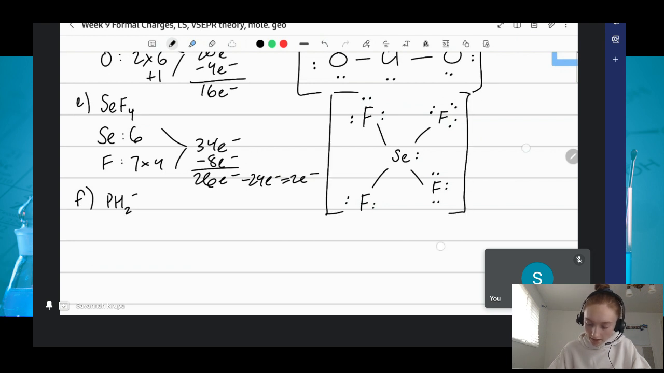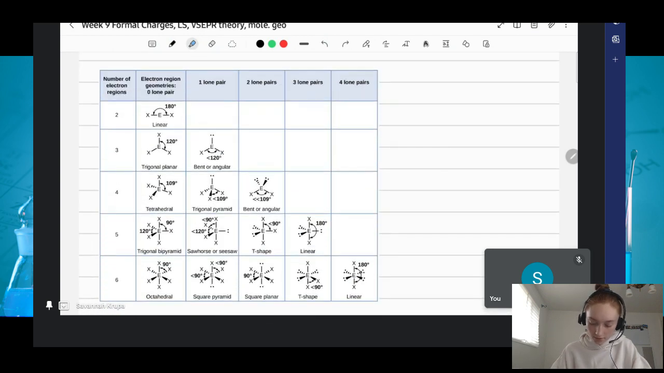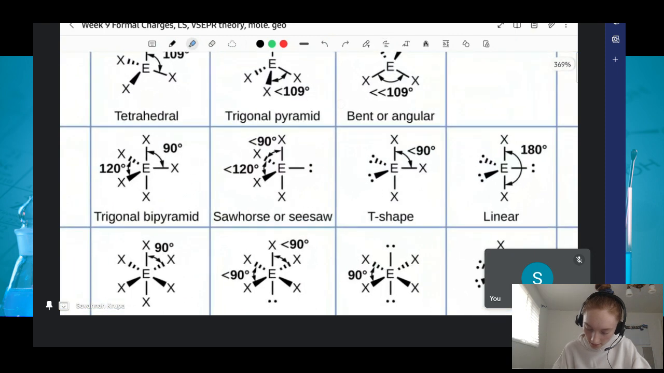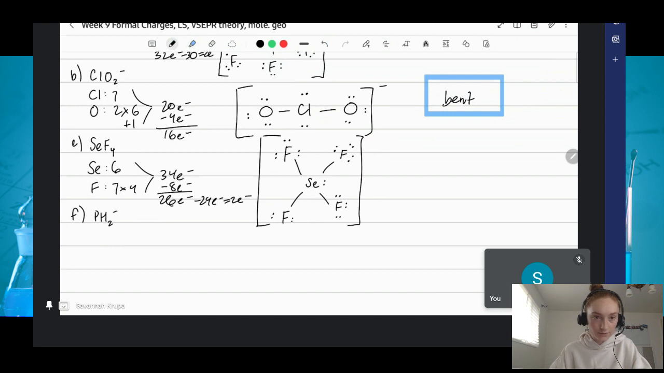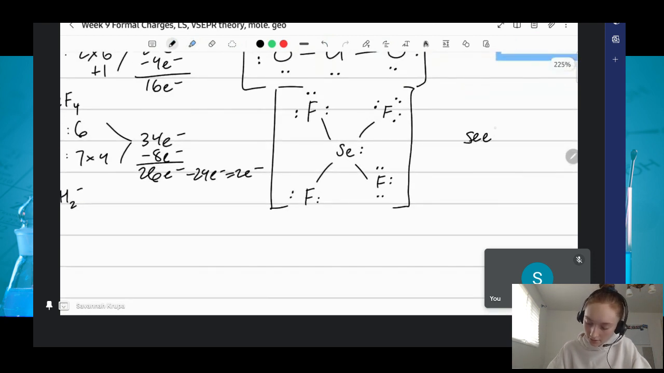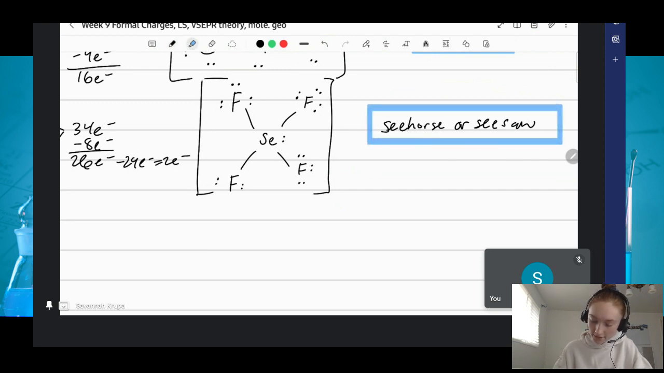Okay, and so let's look at our chart here. We have 4 bonds and we only have 1 lone pair. And so let's look at what that'll look like. So it looks like this one, the seahorse or seesaw, that is the one that we're looking for since it has 4 bonds and has 1 lone pair. So that is the answer for that one. We have seahorse or seesaw. Whichever one you like better. So that is the answer for that structure.